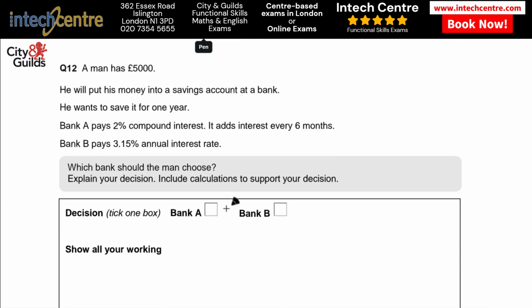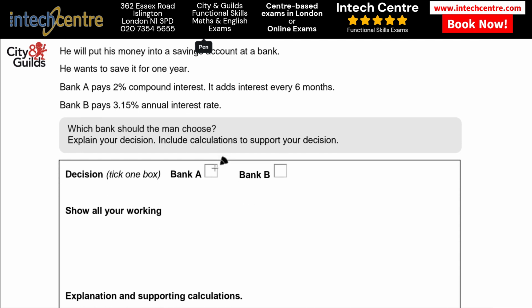Moving on, for question 12, a man has £5,000. He will put his money into a savings account at a bank and wants to save it for 1 year. Bank A pays 2% compound interest and adds interest every 6 months. So to get to 1 year, we already know that we're going to be calculating this twice. And Bank B pays 3.15% annual interest. Which bank should he choose?